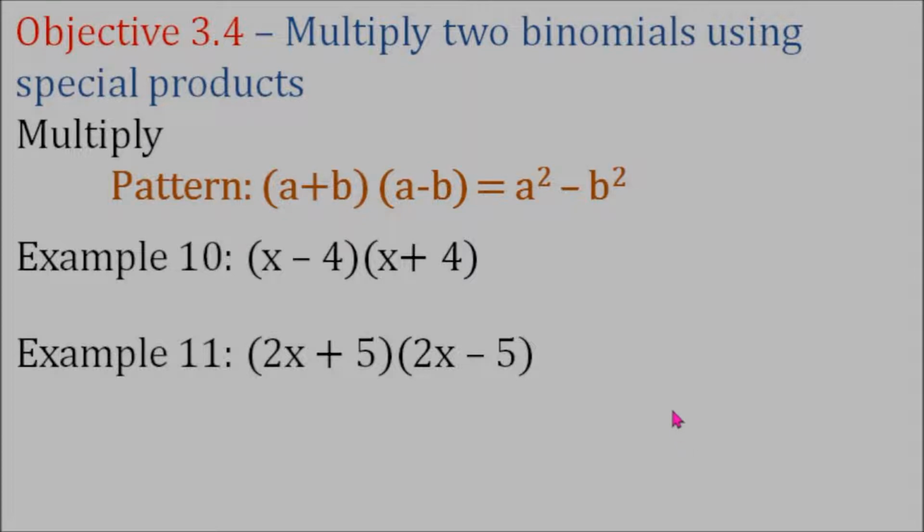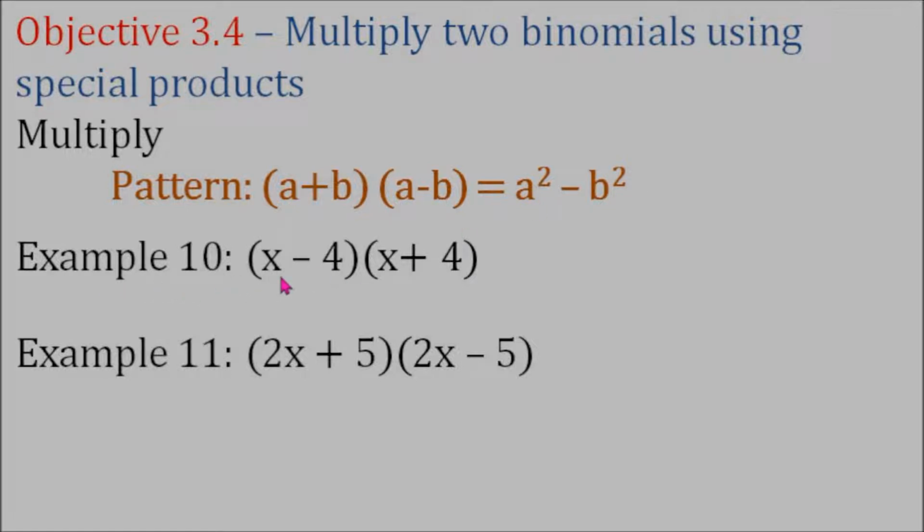Objective number 4. Multiply two binomials using special products. So we have our first pattern here. That's the quantity of a plus b times the quantity a minus b equals a squared minus b squared. Meaning to say, if we are going to multiply the sum and difference of two terms, we will just multiply the first terms. So a times a, that's a squared. Then minus, multiply the second terms, b and b. So that's b squared.